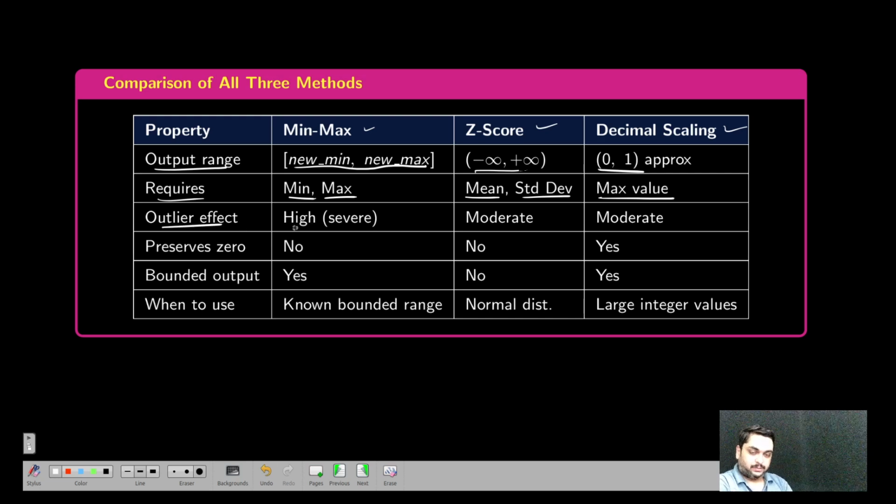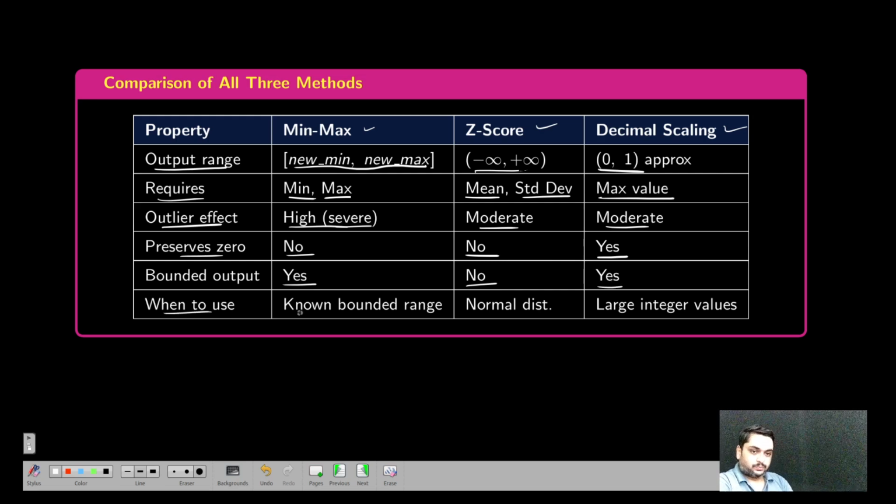Outlier effect: min max has a high impact from outliers, you have seen the example. Z score is moderate, as well as decimal scaling, which is moderate. Whether min max will preserve 0? No, because new min and new max may change. The absolute 0 is not preserved. In Z score also, 0 may not be preserved. Decimal scaling preserves 0. Is the output bounded? Min max is bound between new min and new max. Z score, no, minus infinity to plus infinity, I cannot bound the output. Decimal scaling, yes, between 0 and 1.